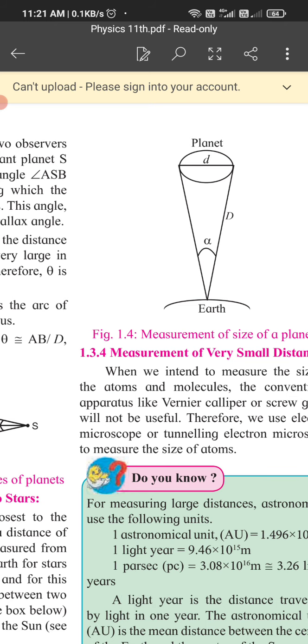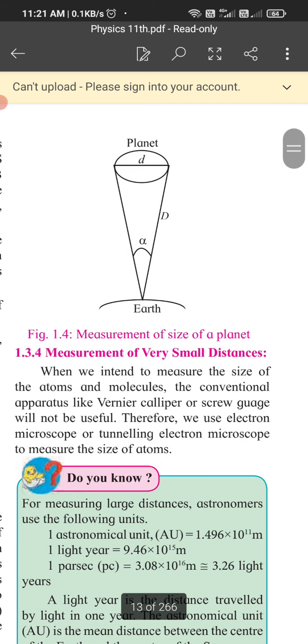Measurement of very small distances. When we intend to measure the size of atoms or molecules, conventional apparatus like a vernier caliper or screw gauge will not be useful. Therefore, we use an electron microscope or tunneling electron microscope to measure the size of an atom.